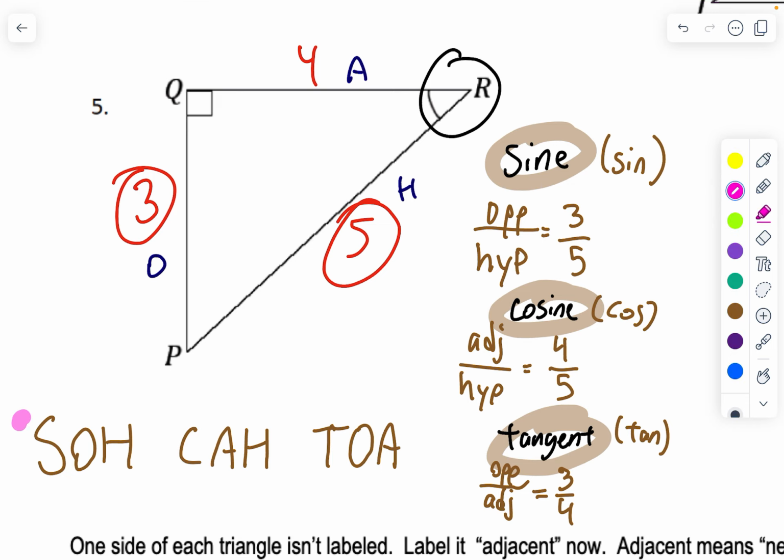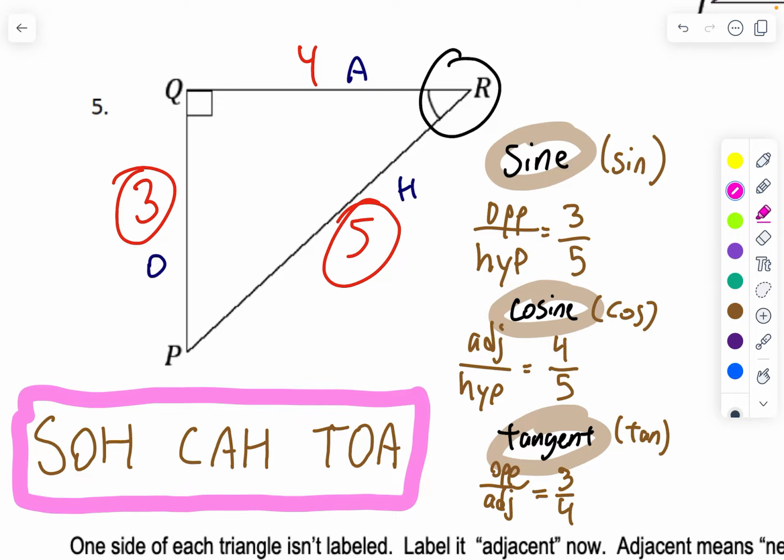The easiest way to remember, and one of the most famous mnemonic devices in all of math, is SOHCAHTOA right there.